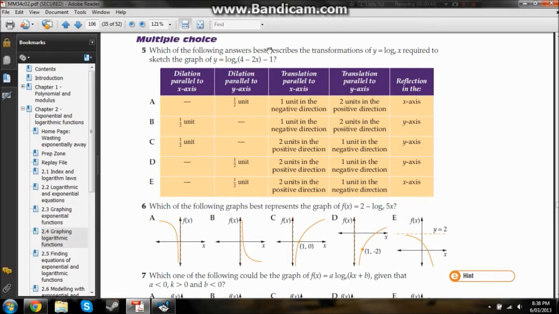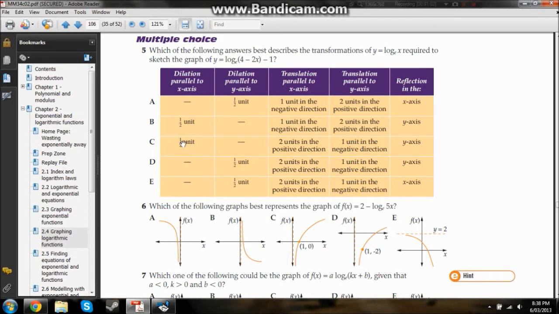The other easy part, I think, is the take 1 at the end. So it is moved -1 parallel to the y-axis because it's moved down, which is parallel to the y-axis. So it has to be C or D, and then these two are the same. All this part is the same, so the only differing part is the dilation.